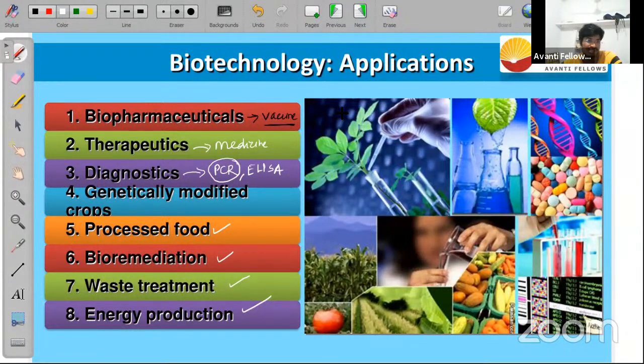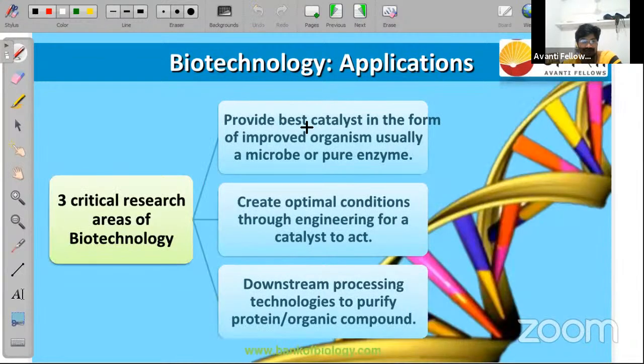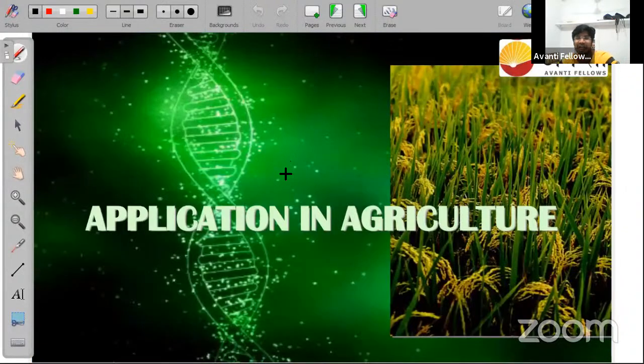Correct Nandis and Sivras. We'll start with the agricultural part, how biotechnology can be used in agriculture. Okay, 3 critical research areas are there for biotechnology. Go through this one, I'll share this particular slide with you. इसको देख लेना. Now applications in agriculture, how biotechnology can be used in agriculture. We'll be talking about those things.